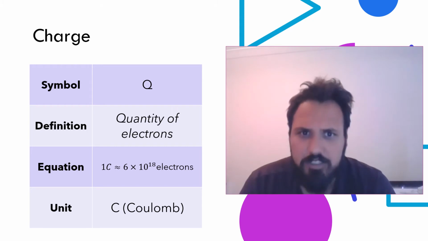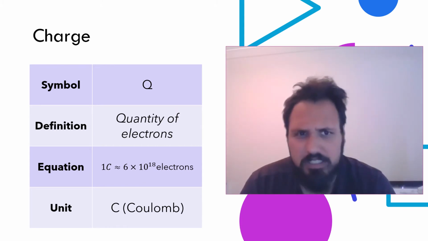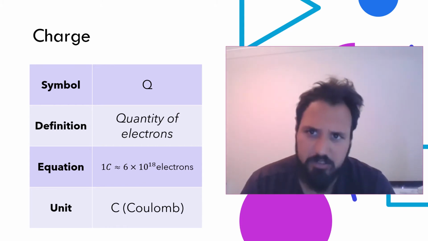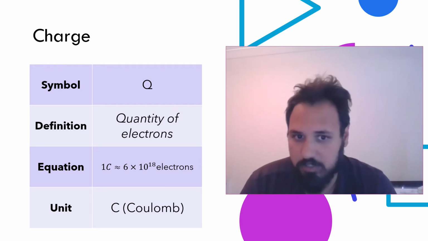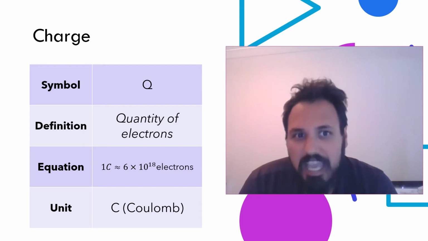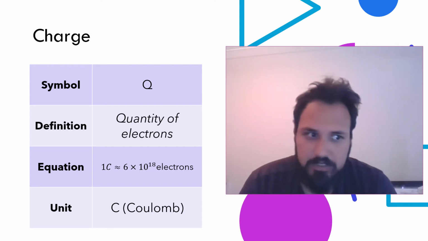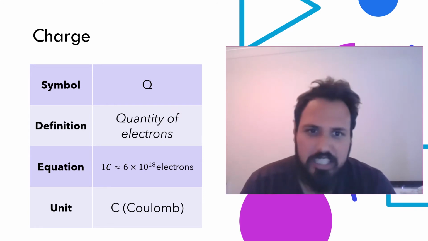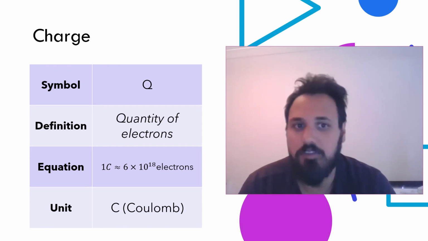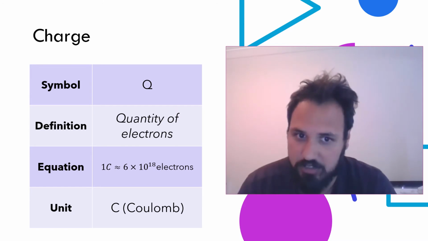Charge itself is a bit more difficult to define. We can think about it as some kind of innate property of things like electrons and protons. We know electrons have a negative charge, protons have a positive charge, and so on. At A level, we would talk about it being a measure of how much something is affected by an electrical field. But at GCSE, it's probably best just to leave it as a kind of hand-wavy definition as the quantity of electrons. If you've got more electrons, you've got a larger amount of charge.